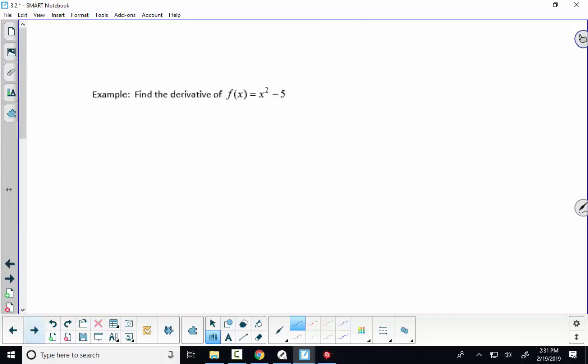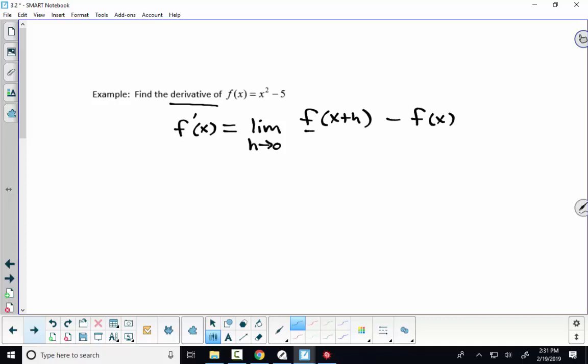So back to this example, x squared minus 5. This time it just says find the derivative. So it doesn't say find the slope of the tangent line on x squared minus 5 at the point 3, 4. It just says find the derivative. The derivative is f prime of x, which is defined as the limit as h goes to 0 of f of x plus h minus f of x all over h.